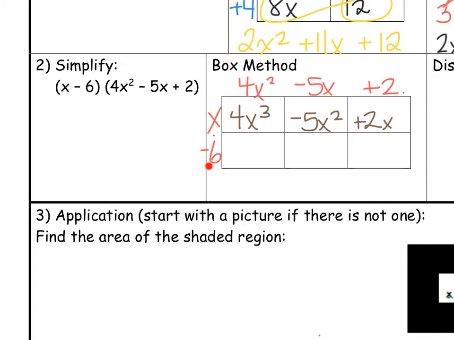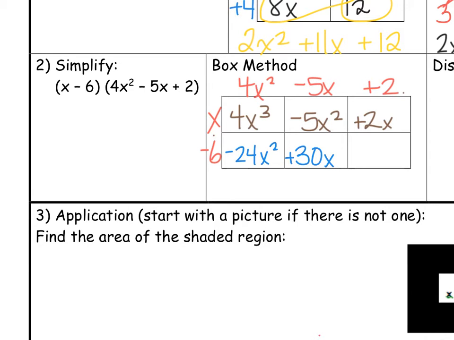Now we want to distribute out the negative 6. We multiply it times 4x squared, negative 5x, and plus 2. Negative 6 times 4x squared is negative 24x squared. Negative 6 times negative 5x is a positive 30x.